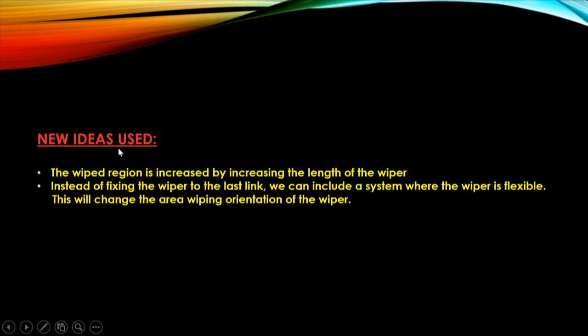Now we were asked to give some new ideas that can make our mechanism better. If we increase the length of the wiper, then the area that is being wiped is also increased, because it is proportional to the length of the wiper. Also, instead of fixing the wiper, we can make it flexible. This will change the area wiping orientation of the wiper, so we can wipe the area as we want without any limitation. From here, my friend Mrinmay will continue.